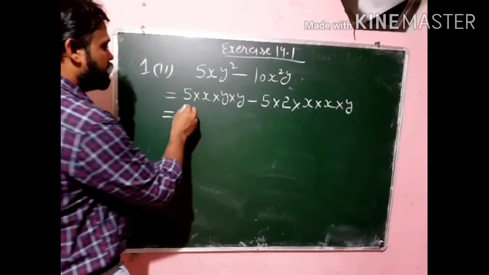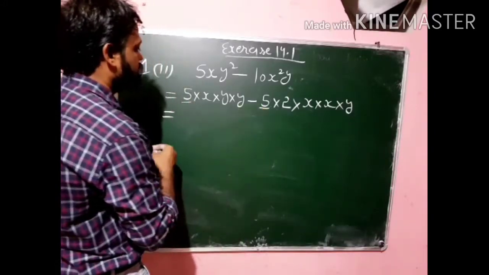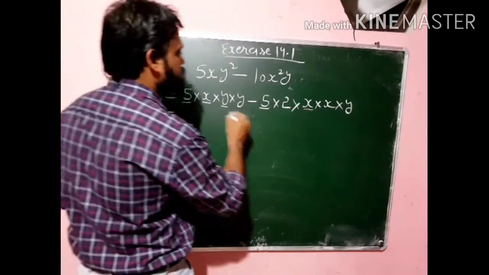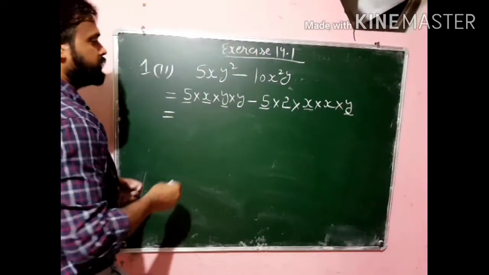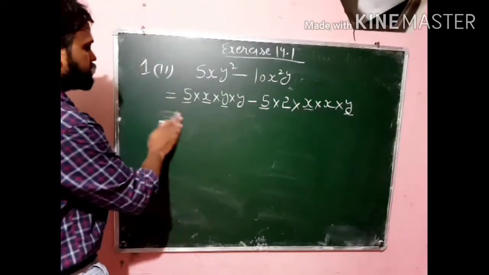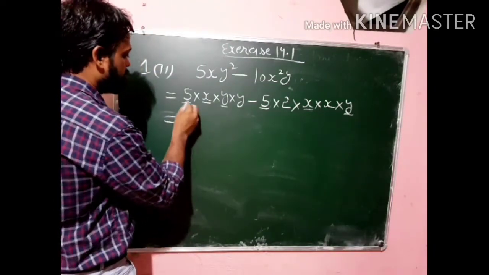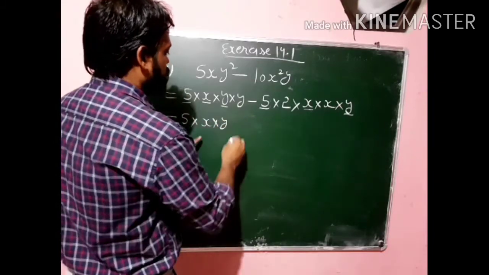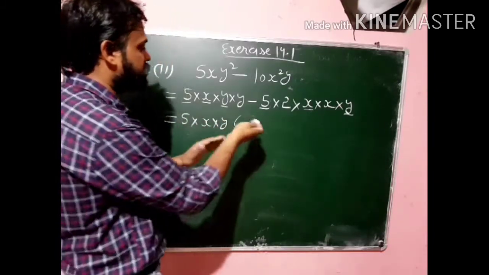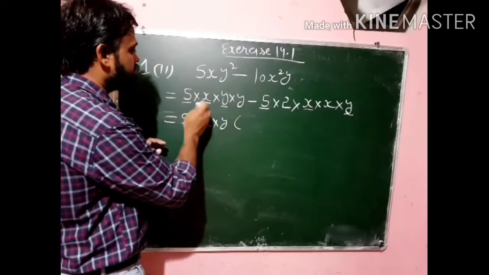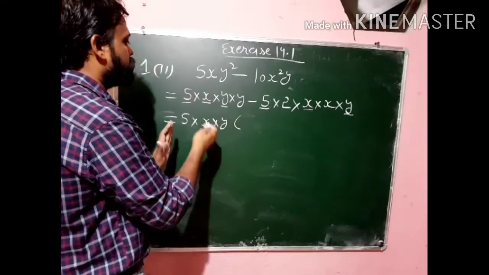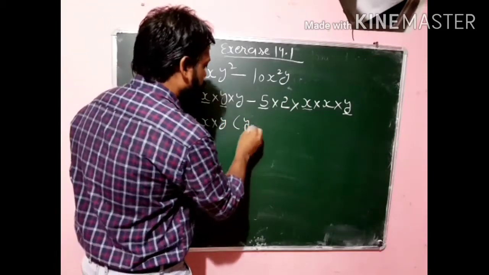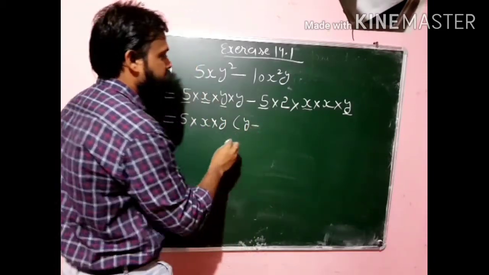Now see, here is 5 and here is 5 also, and here is x and here is x also, and here is y, and in this term there is also y. So these are the common terms. So you have to write down here, it will become 5 multiplied by x multiplied by y. Now which terms are left in the bracket? See, all these terms which we had already taken as a common term, don't write these terms in the bracket. So here only y is left, and of course the minus sign as it is.